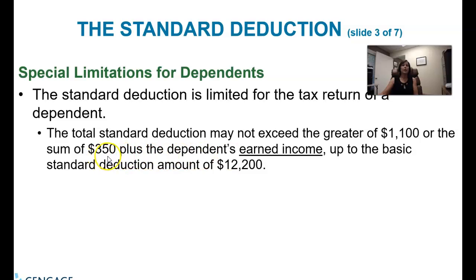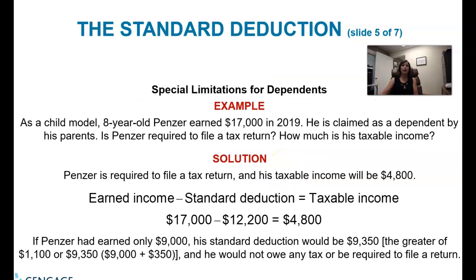So 17,350 is our working number, but it's capped at the standard deduction. In this case, because of Penzer's earnings, he is limited to the amount of the standard deduction. And so we subtract the standard deduction from his gross earnings of 17,000, because it is capped at that, and he has taxable income of $4,800.